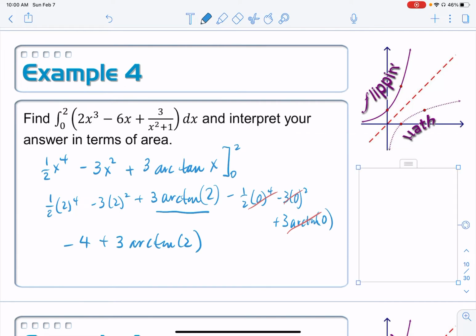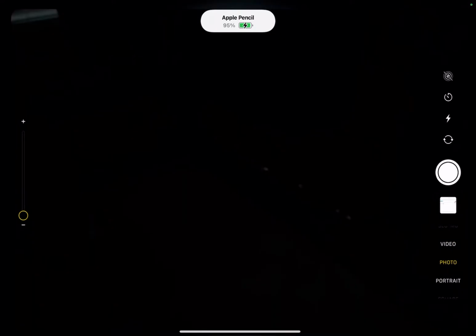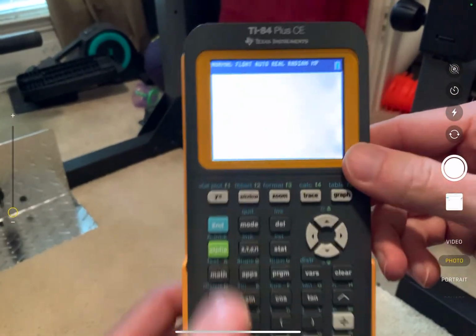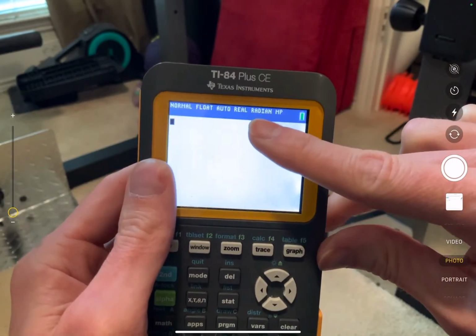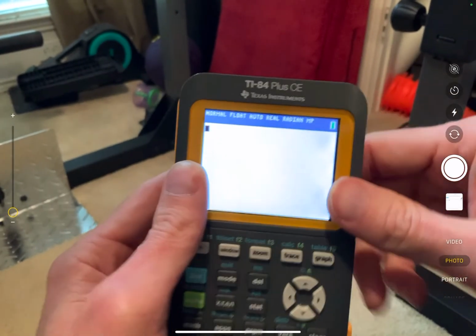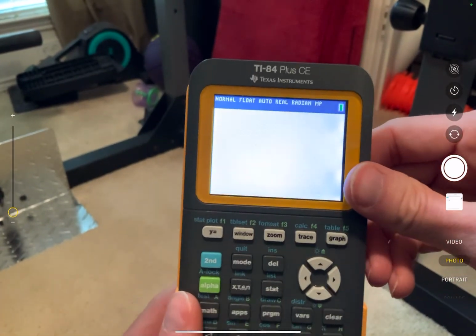Yeah, so here, you know what? We're going to need some sort of calculator to plug this into, because we're supposed to interpret our answer in terms of area. We don't know if this is a positive or negative number necessarily. All right, so I'm going to pull out my camera like so. Here we go. And if I remember it, you want to make sure that your calculator is set to radians. Why is that? Because all of calculus is defined based on radians. If you wanted it in degrees, you'd have to convert it.